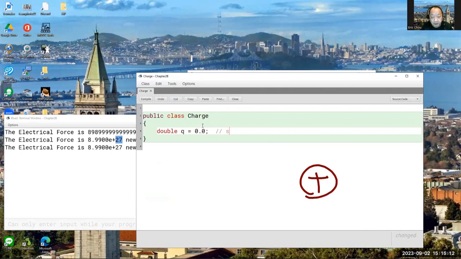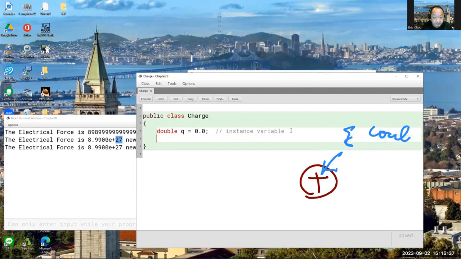Okay, so this one is the instance variable. There's no static. So this is a charge. It has one property, that is its charge: how much electricity it has, this amount, Q. Now you need to build a constructor.